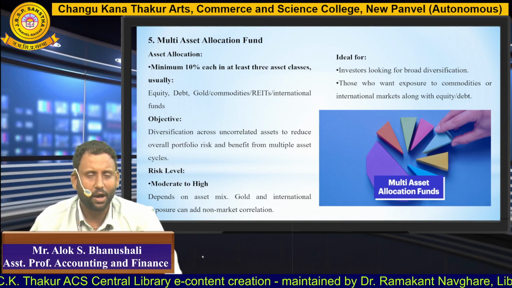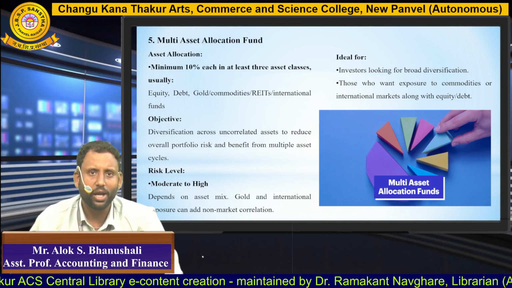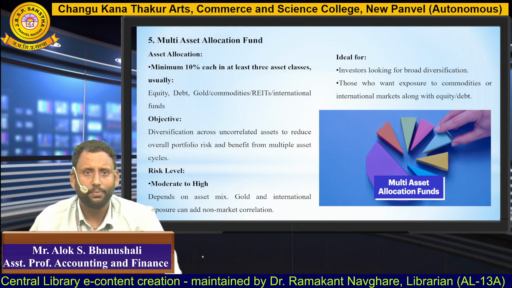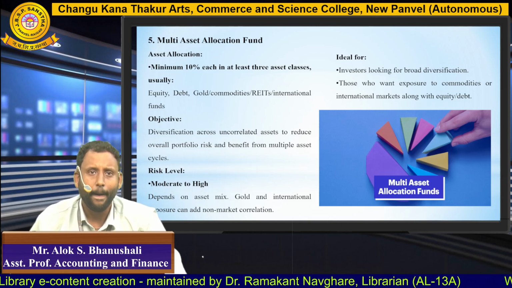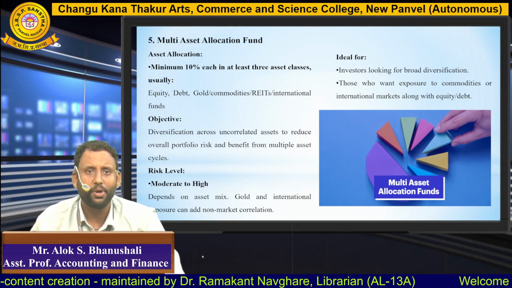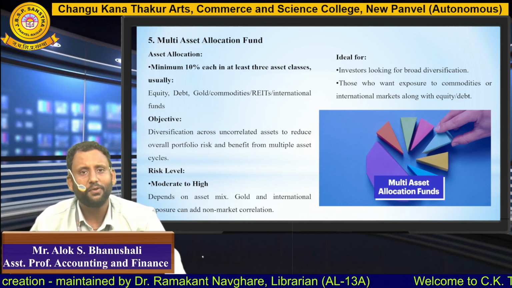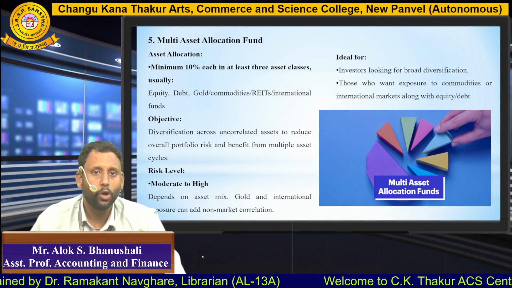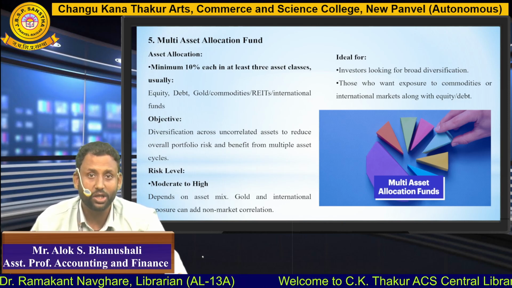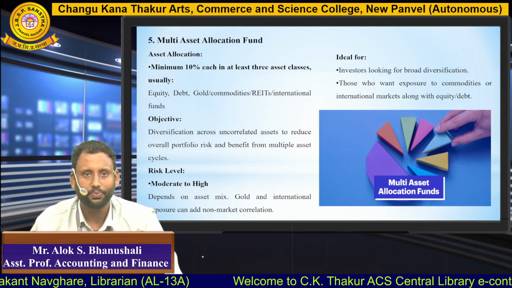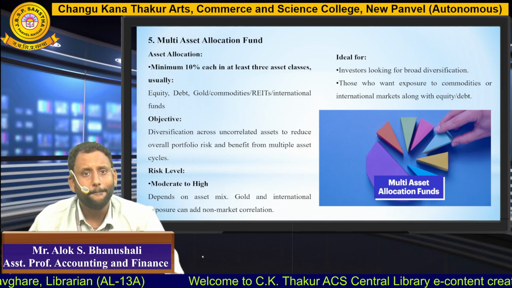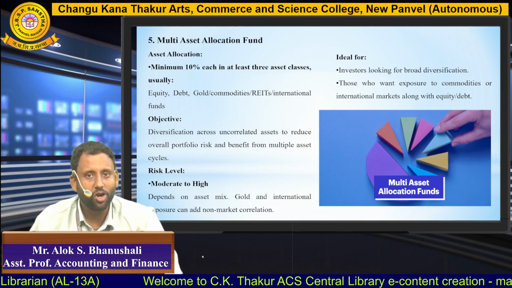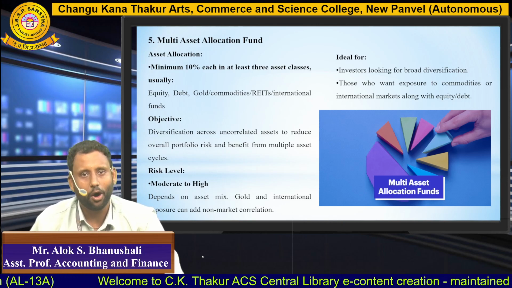We have seen in arbitrage, advanced hybrid, balanced hybrid, and aggressive hybrid mutual funds, the asset allocation was between only equity and debt. But in multi-asset allocation, there can be gold also, commodities also, real estate also, and international funds also. So in this, multiple assets are there, at least 3 or more.